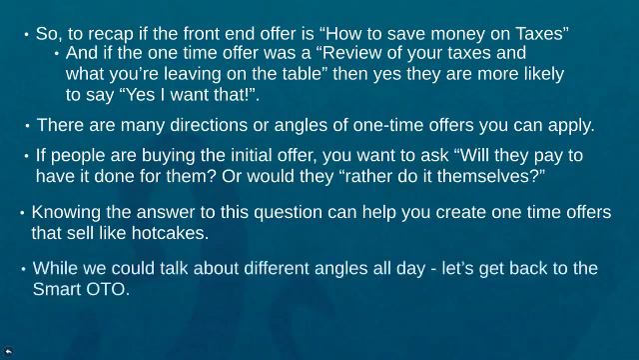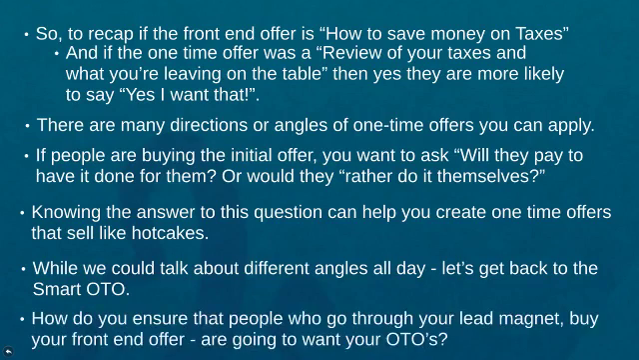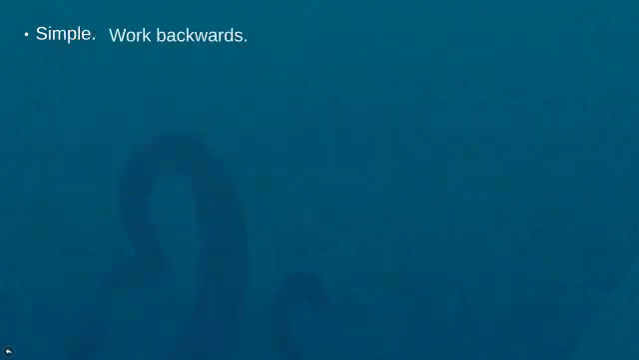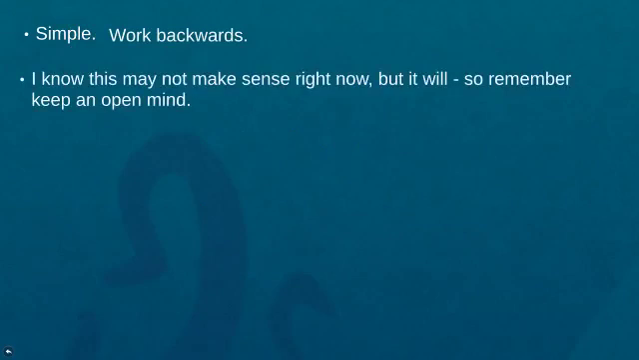Now, while we could talk about different angles all day, like I said earlier, let's get back to the smart one-time offer. So how do you ensure that people who go through your lead magnet buy your front-end offer and then buy the majority of your one-time offers? This is simple. What we need to do is work backwards. And while I know this doesn't really make a lot of sense right now, it will. So like I said earlier, keep an open mind. Do not assume or bring in any type of preconceived notions. Just kick that out right now.